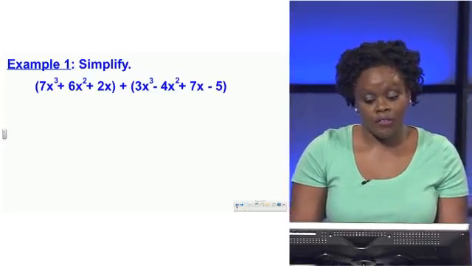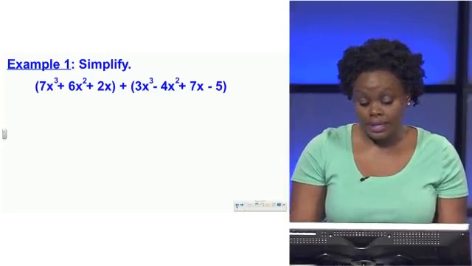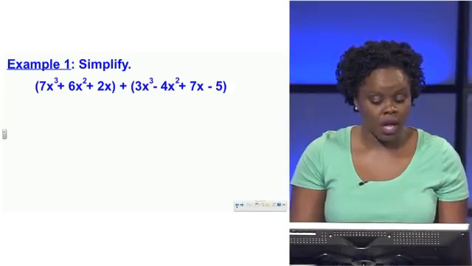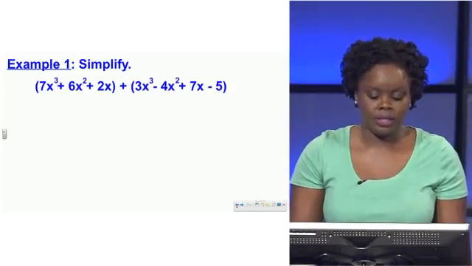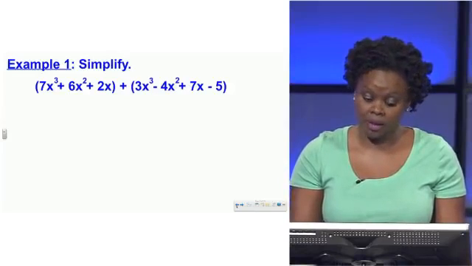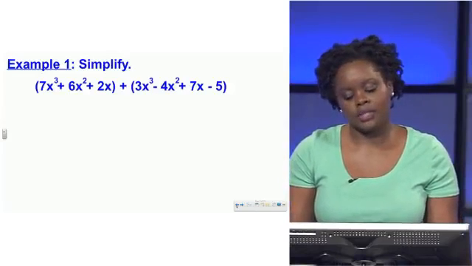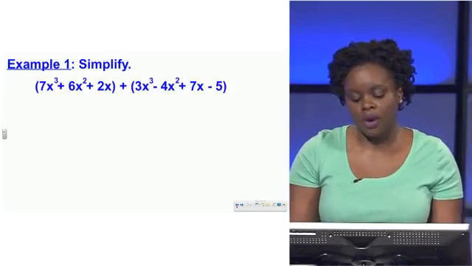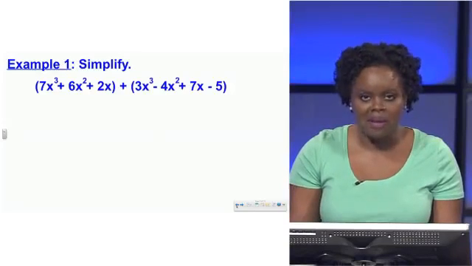All right, so our first polynomial is actually a trinomial. We've got 3 terms. So 7x cubed plus 6x squared plus 2x. And we're going to add that to 3x cubed minus 4x squared plus 7x minus 5.